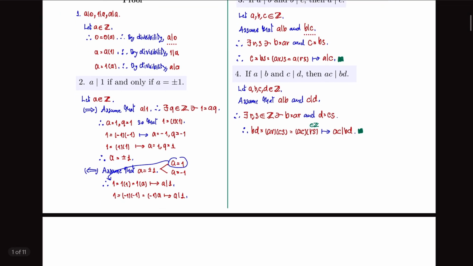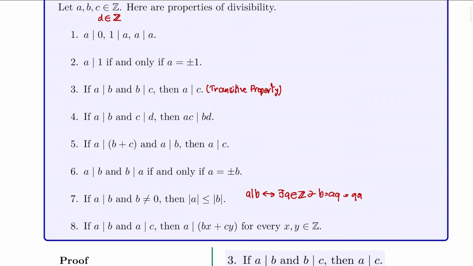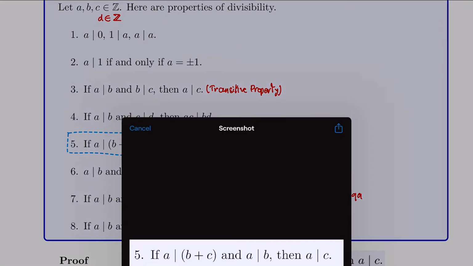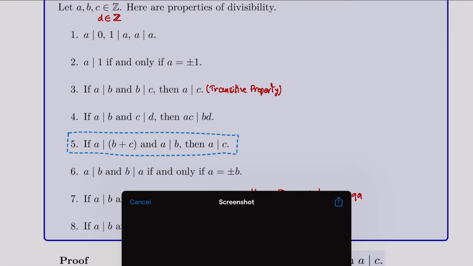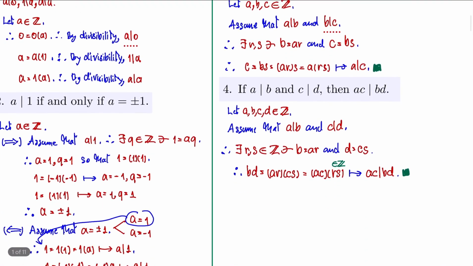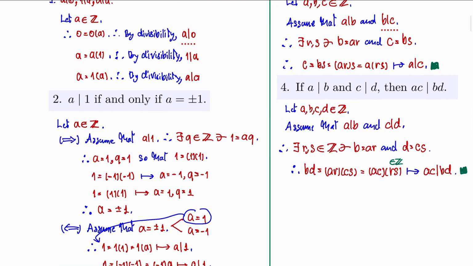Okay, so now let's go to the fifth property. If a divides b plus c and a divides b, then a divides c. So what do we have here? Take a look at the fifth property.